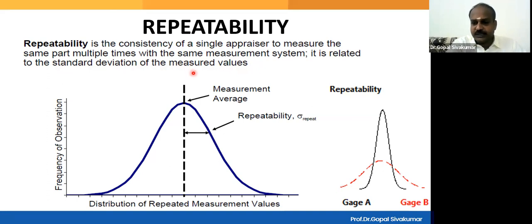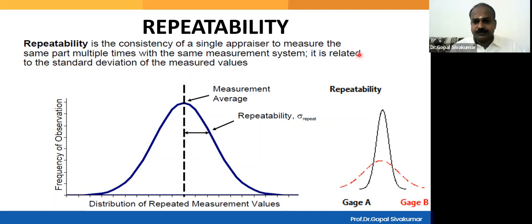That means if you are measuring a part multiple times, all your multiple readings should be same, should be close to each other. If it is close to each other, then you are repeatable. If the readings are not same, if they differ by a large amount, then the error committed by you is repeatability error. You will be considered an inconsistent appraiser.